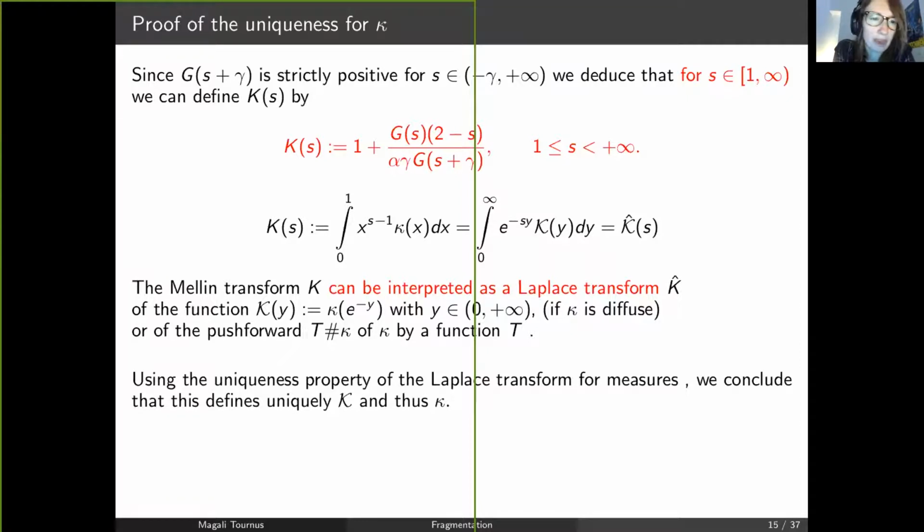And then we can have two arguments. Either we can interpret K of s as the Laplace transform of another function and use the uniqueness property of the Laplace transform for measures. Or we can say that K is holomorphic. We determine K on a compact set of R, and using the isolated zeros of complex holomorphic functions, it means that K is determined on the complex plane, and so in particular on any vertical line. So we can use the inversion formula and get kappa.